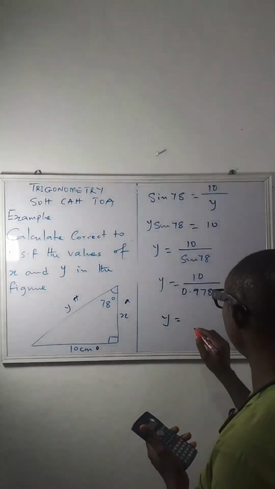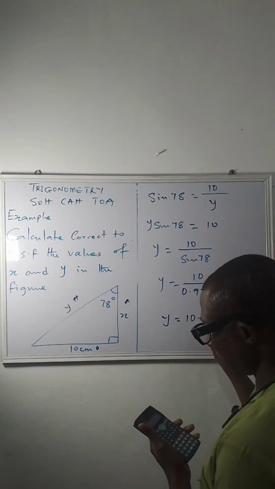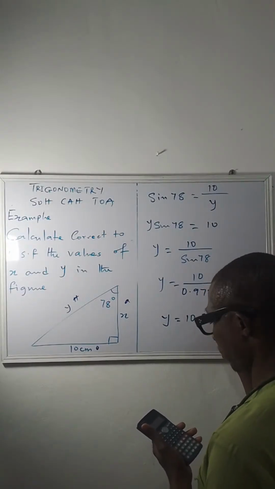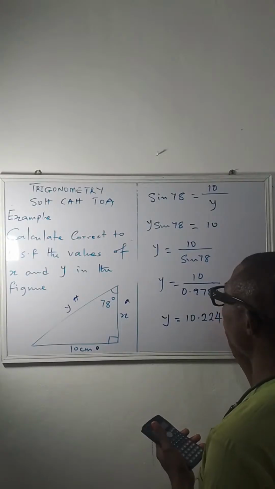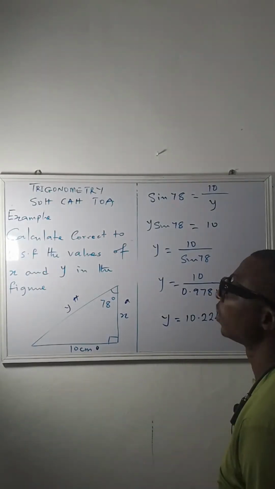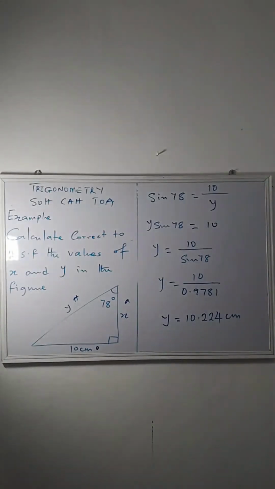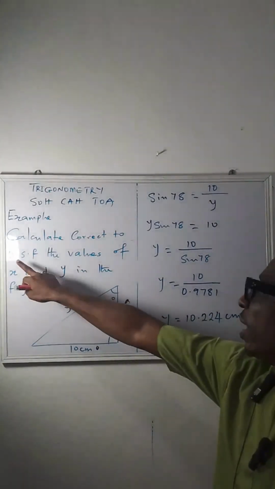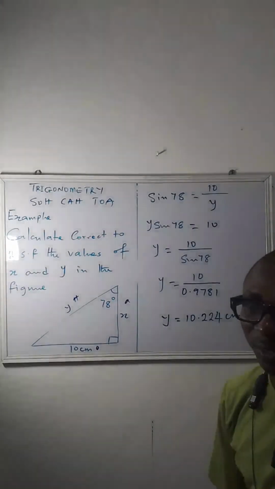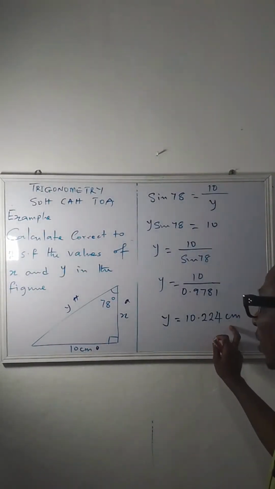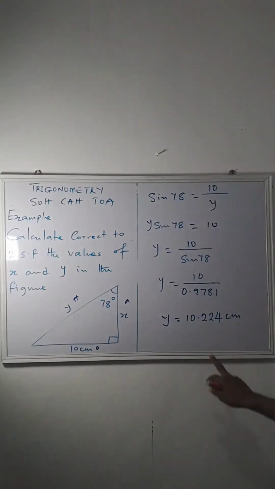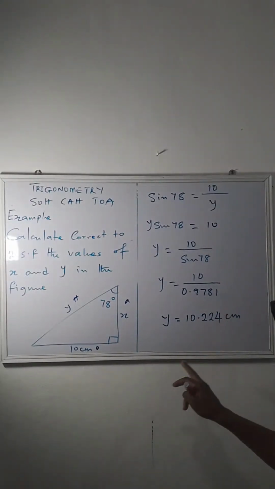So you have 10.223 or 224 centimeter. Okay, so this is what we have. But the question wants us to correct to 2SF. All right, so I need someone to tell me what is going to be the 2SF of this value. What is 2SF of 10.224? Yes, drop your answer quickly in the comment section. Anyone?